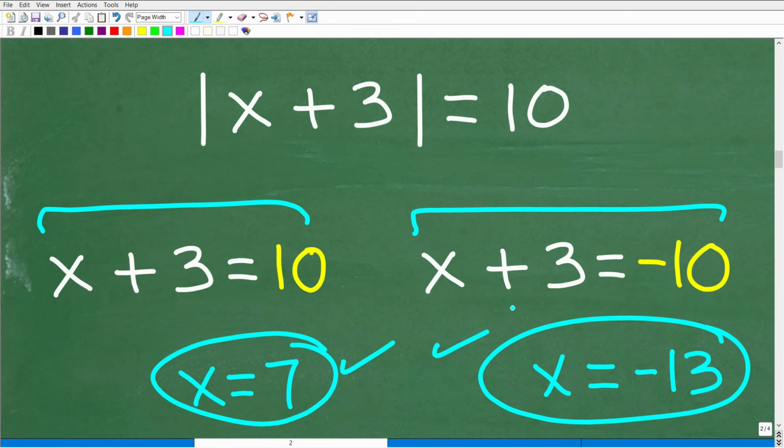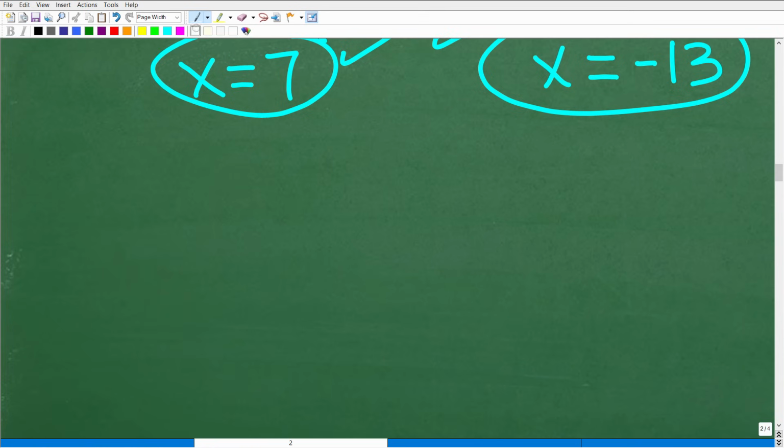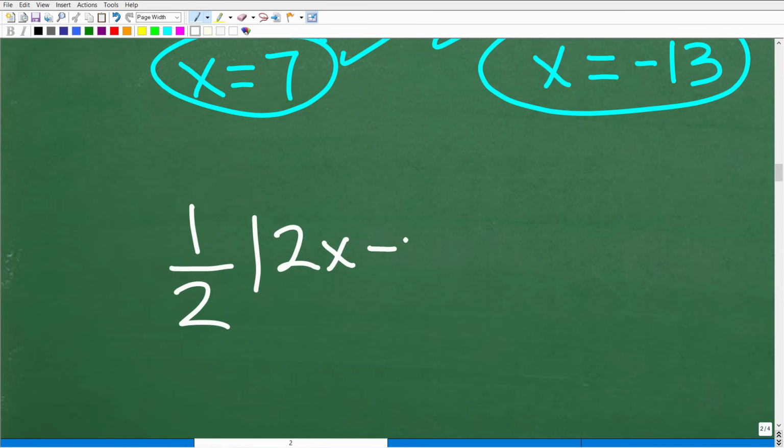All right, so if you understand this, then you're now truly a certified professional expert in the area of solving absolute value equations. But as I told you, there are much more challenging absolute value equations. Let me write this a little bit neater. I'll just give you an example. Something like one half times the absolute value of 2x minus 3, plus 7, is equal to, let's say, 16.